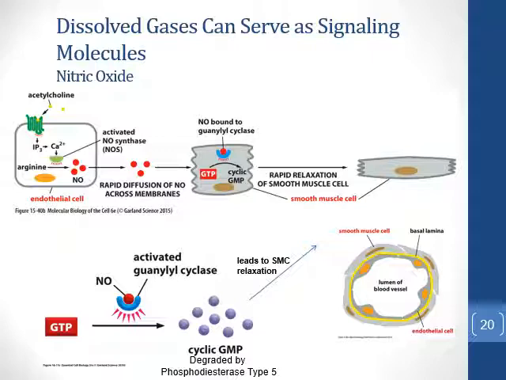Now we're going to look at another example of a signaling molecule that can cross a membrane. Sometimes signaling molecules that cross membranes are not small hydrophobic molecules like we saw in the last group, but gases. And the best example of this is nitric oxide. So let's take a look at what's going to happen here.